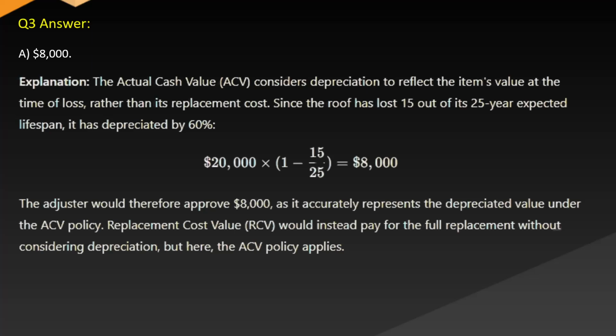$20,000 x (1 - 0.60) equals $8,000. The adjuster would therefore approve $8,000 as it accurately represents the depreciated value under the ACV policy. Replacement cost value (RCV) would instead pay for the full replacement without considering depreciation, but here the ACV policy applies.